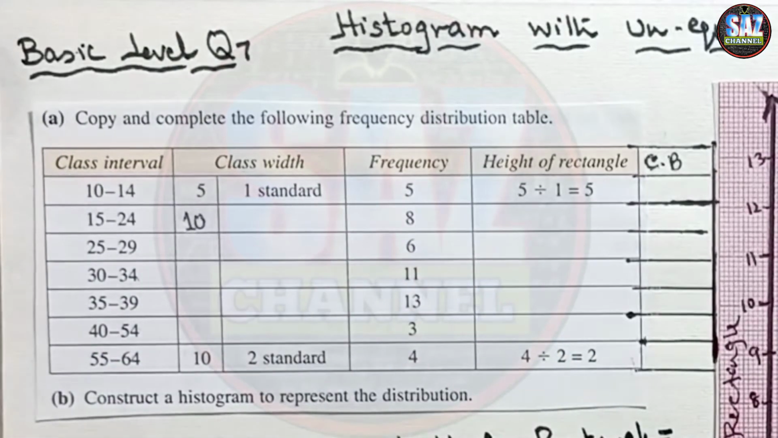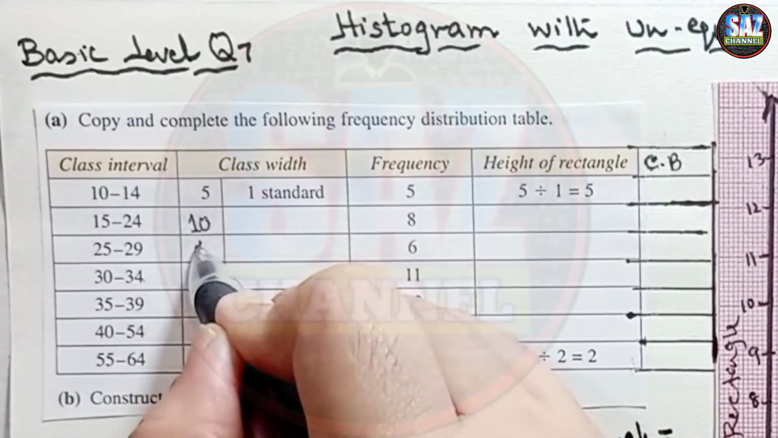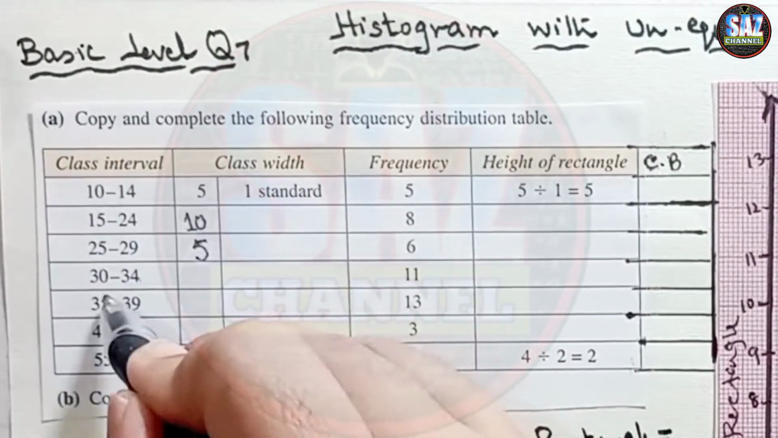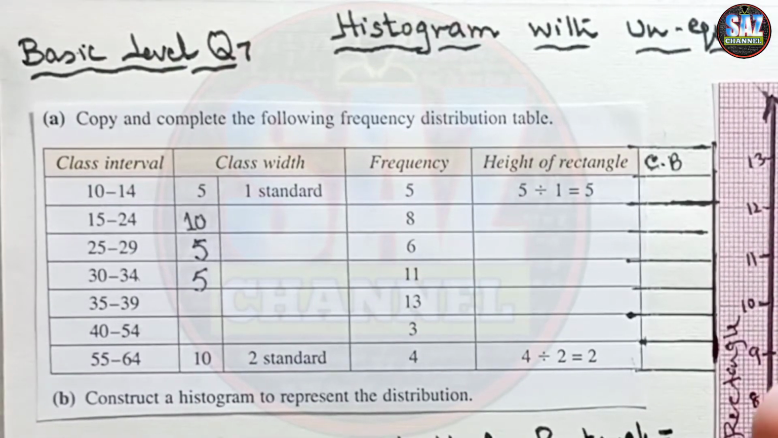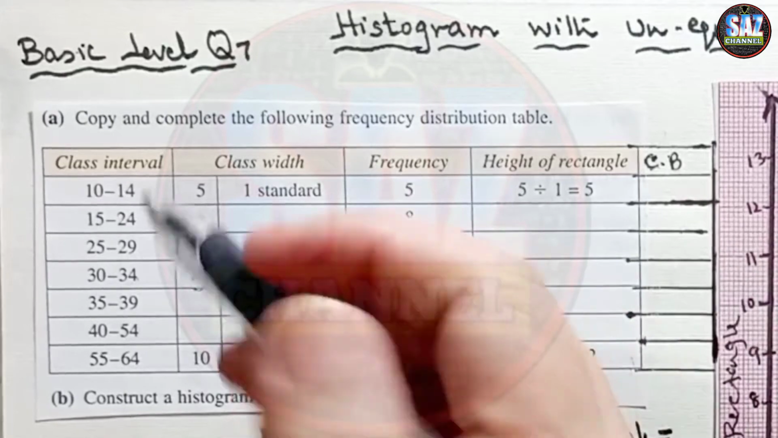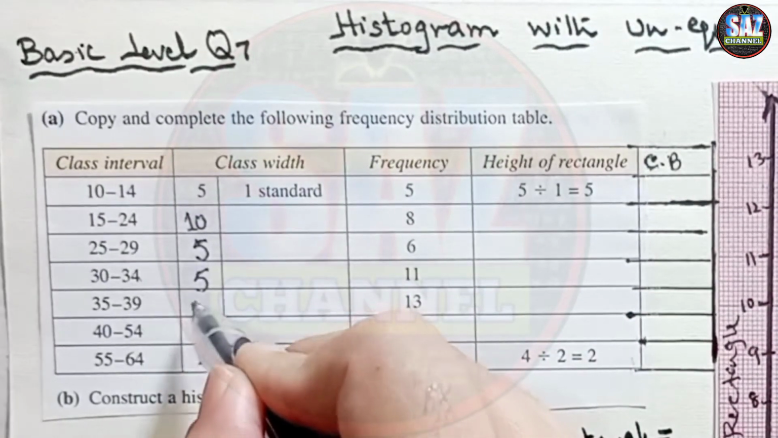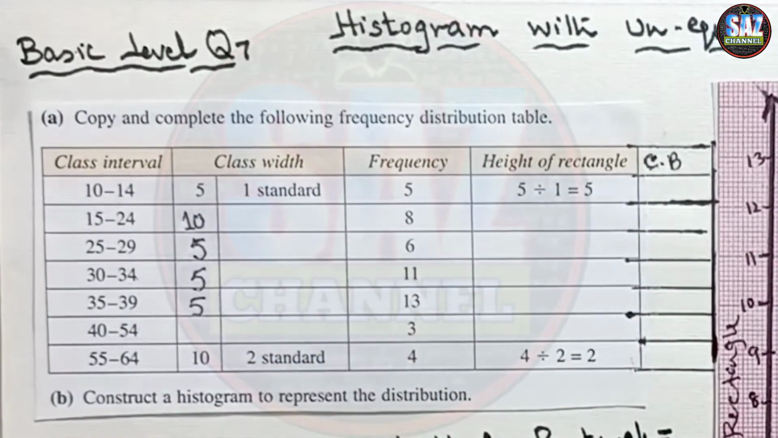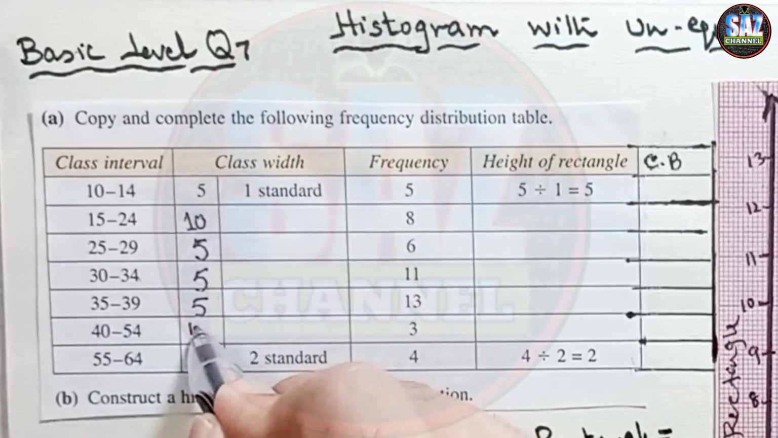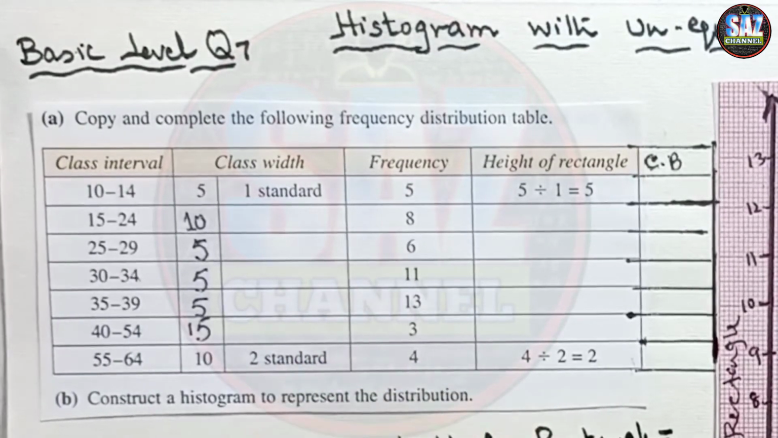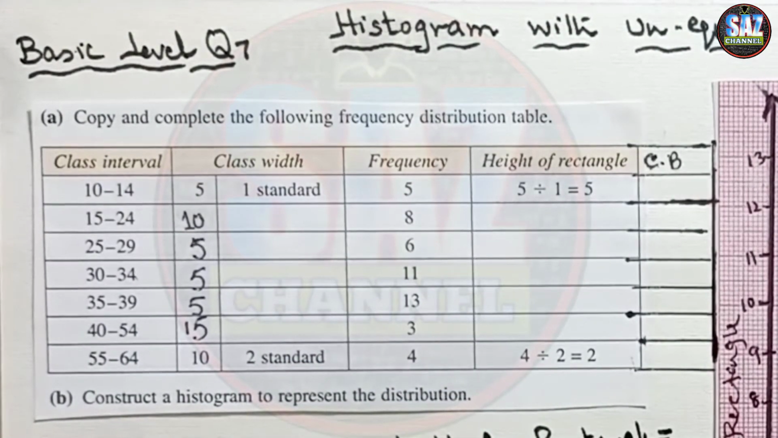Then 25 to 29, this is 5, then 30 to 34, this is 5, then 35, 36, 37, 38 and 39, this is again 5, difference is 4. And 40 to 54, the difference is 14, and the class width will be 15, and the next class width is already given in the question.